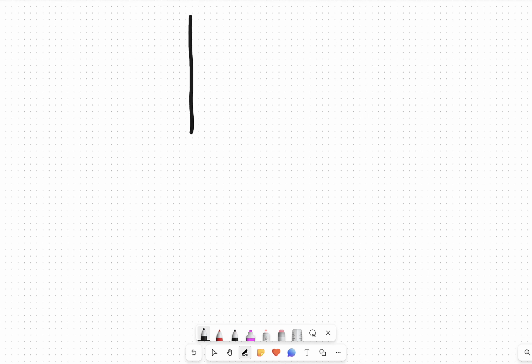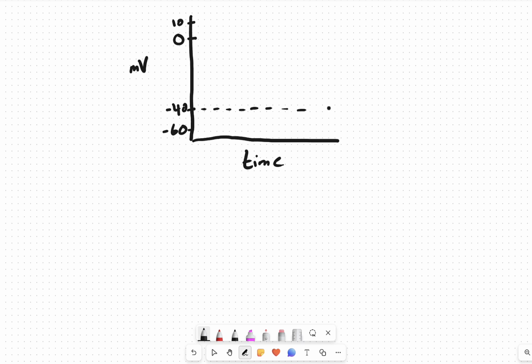So we're going to draw the action potential on a graph. The x-axis on the horizontal is going to represent time, and this is going to be very, very quick. And the vertical axis, the y-axis, is going to represent the membrane potential in millivolts. The lowest potential that these cells will reach is about -60. The highest potential that these cells will reach is about +10. At -40 is where the threshold for the action potential to begin occurs.